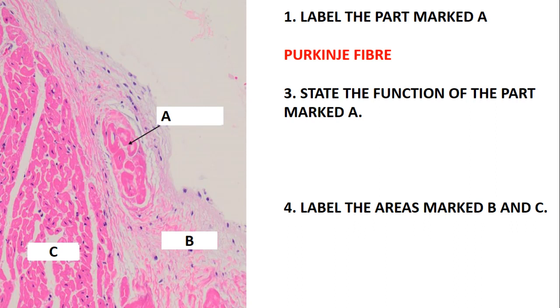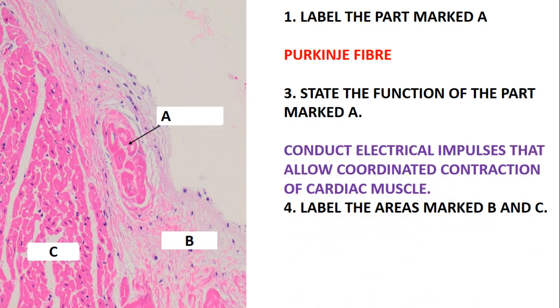State the function of the part marked A. It is just to conduct electrical impulses that allow coordination and contraction of the cardiac muscle. We know that the heart is made up of the cardiac muscles, and these cardiac muscles need an electrical impulse which will lead to the relaxation and contraction of them. This electrical impulse normally comes from the Purkinje fibers, and these Purkinje fibers are normally seen within the cardiac muscles. So label the area marked B and C.